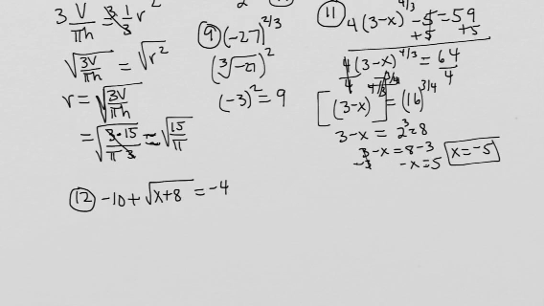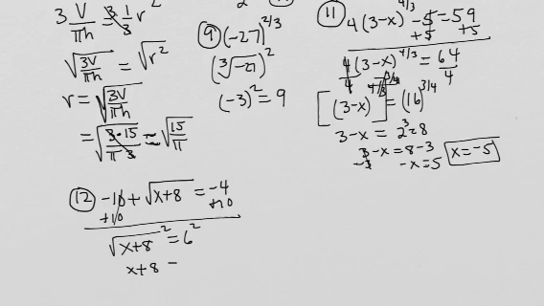Okay, for number 12, we're adding 10 to both sides. And then that leaves us with x times square root of x plus 8 equals 6. We want to eliminate the radical, so we square both sides. So that leaves us with x plus 8 equals 36. Subtract 8. So then x equals 28. Okay, and that's what we get for x.